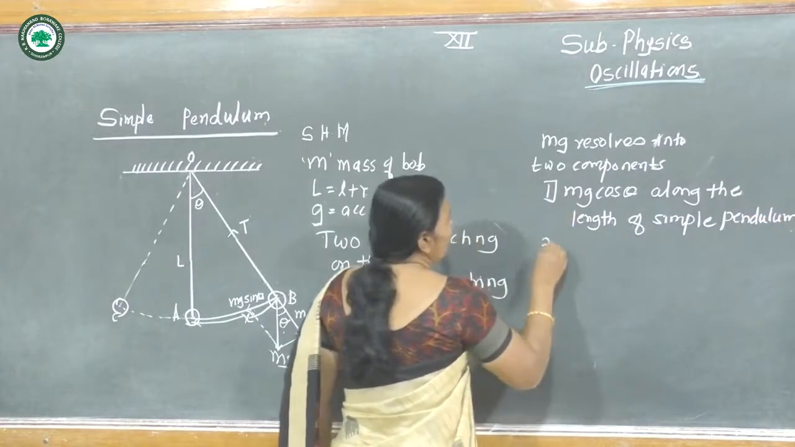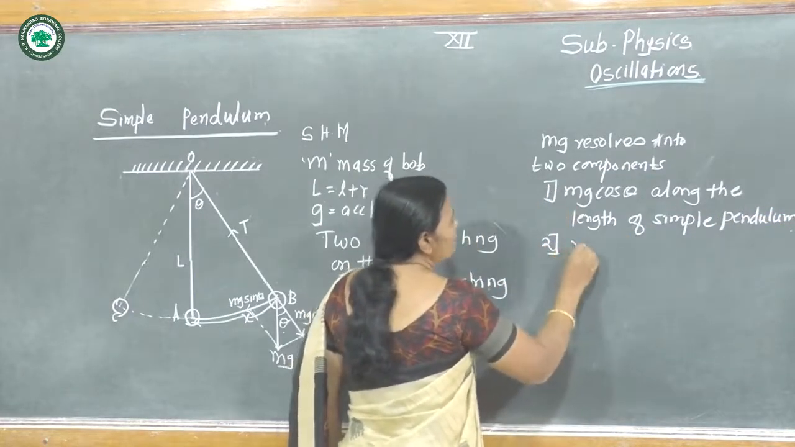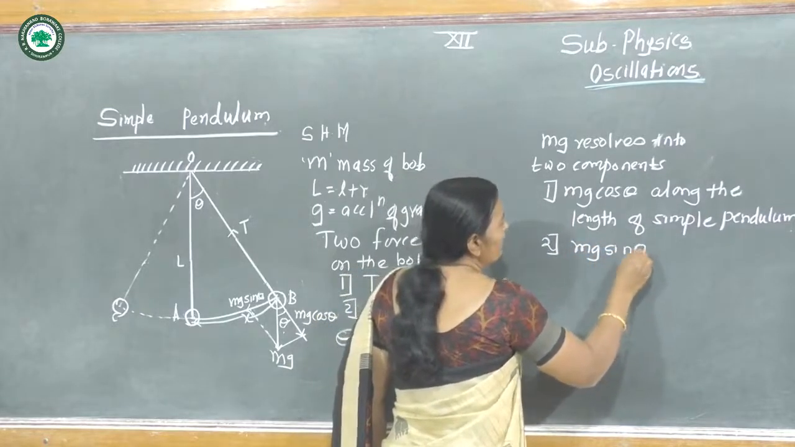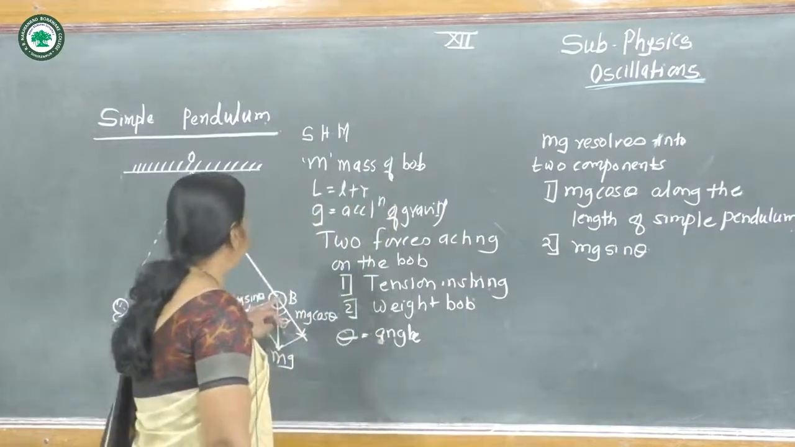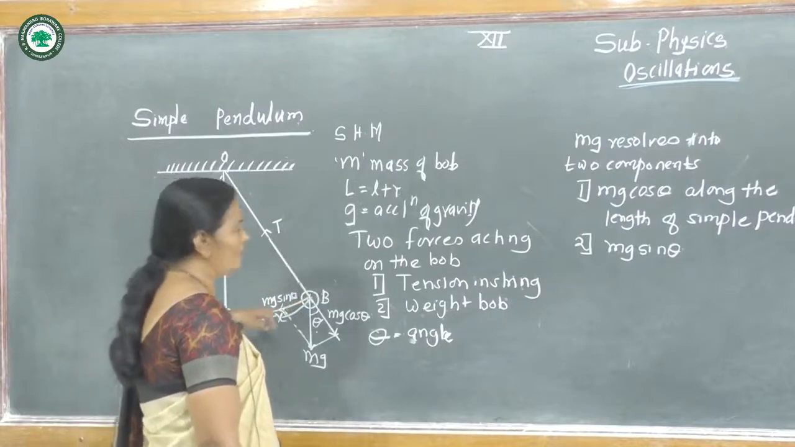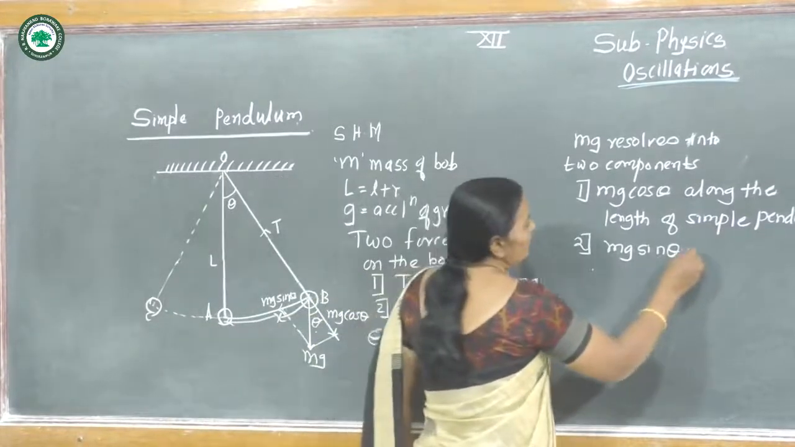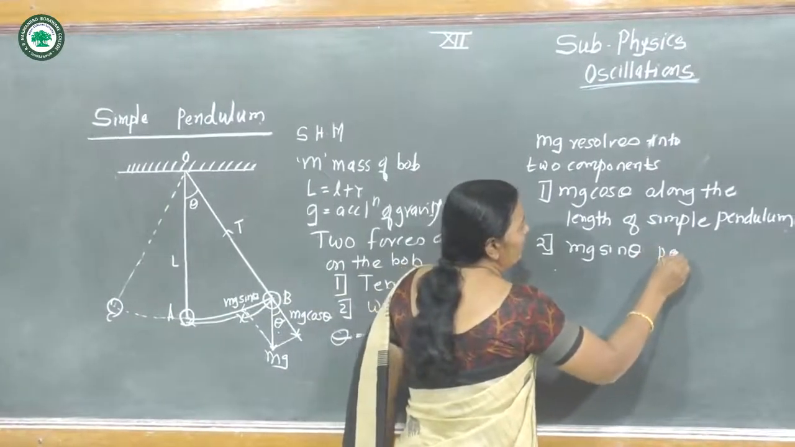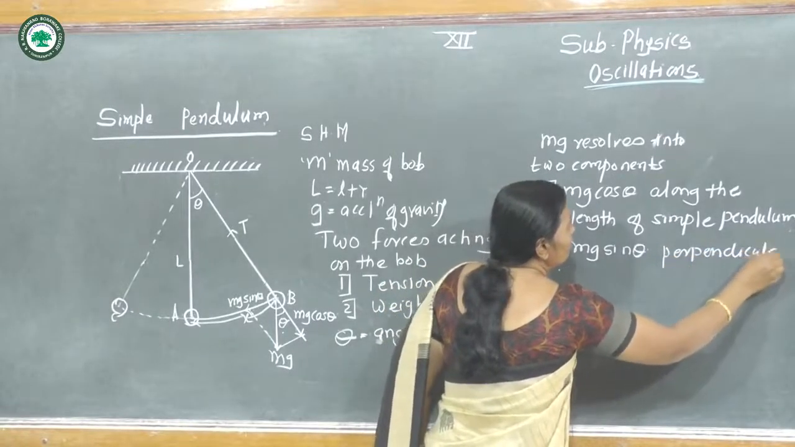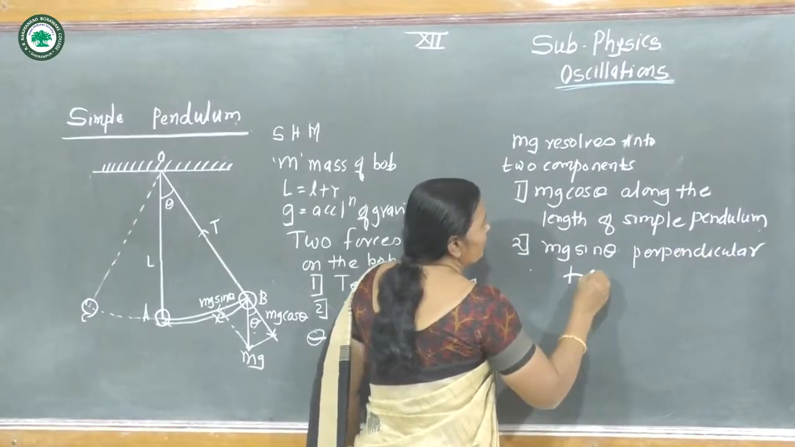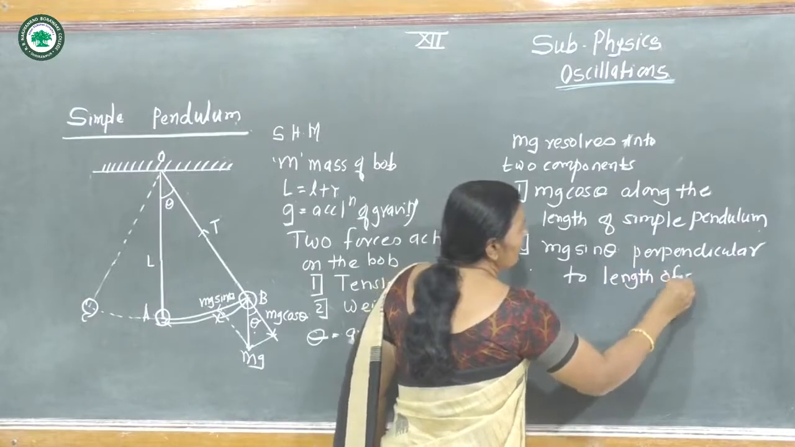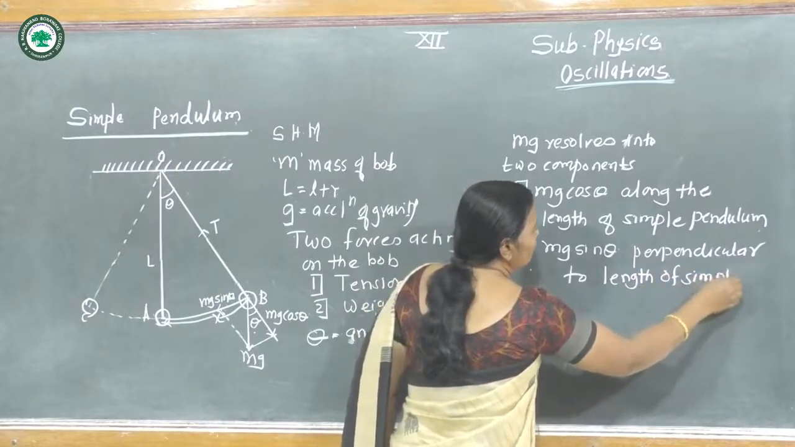Then the other component is mg sin theta. Mg sin theta is another component, and it is perpendicular to the length of the simple pendulum.